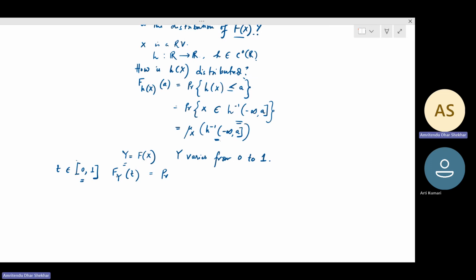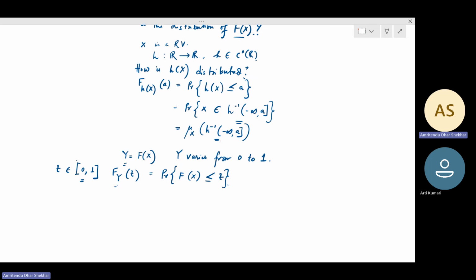Right. So the probability that f of x is less than or equal to t. Right. So now, what is the probability that f of x is less than or equal to t?